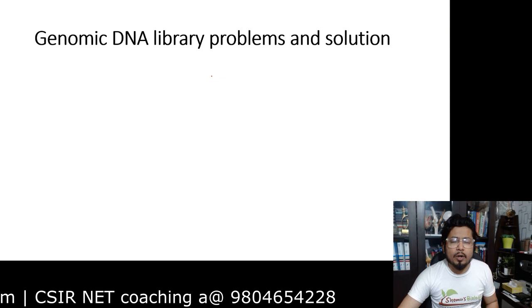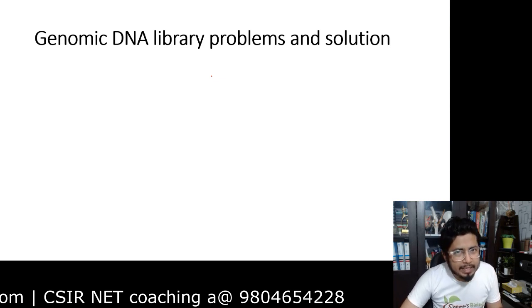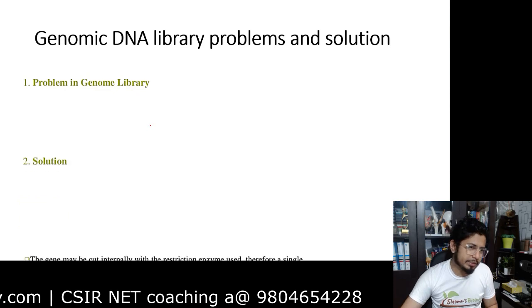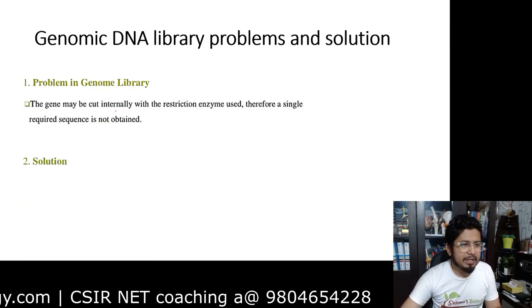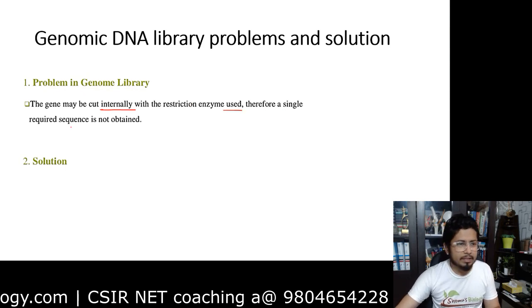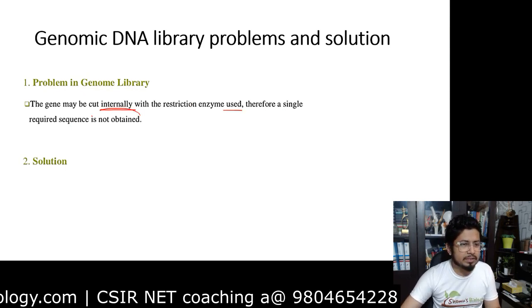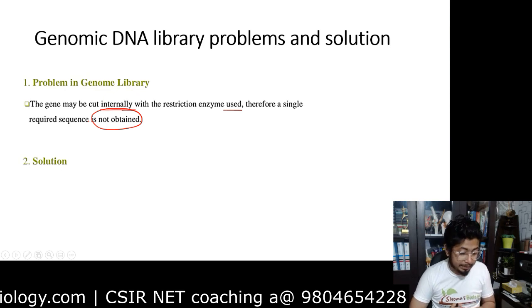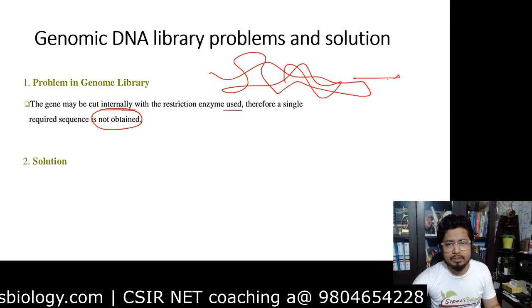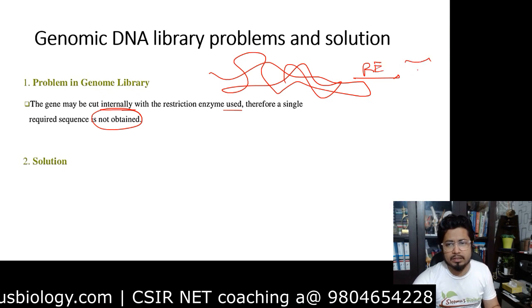So what are the problems of construction of a genomic library and what are the solutions? We'll talk about problems and solutions. Problem number one is that the gene may be cut internally by the restriction enzymes used. Therefore, a single required sequence is not obtained. That's a possibility because the genome is of huge content, right? And we use restriction endonuclease to cleave it into smaller fragments.